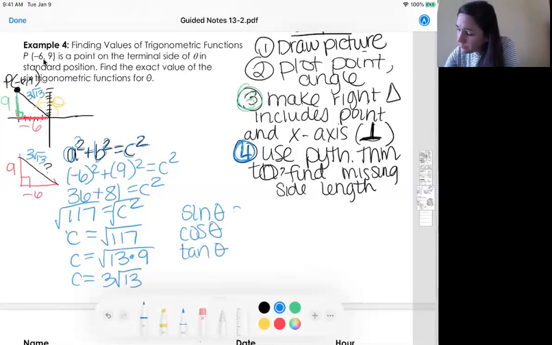So sine. Remember, this is our theta here. So our opposite is 9. Our adjacent is -6. And it's really important that you keep that negative in there, because it's going to affect our different trig functions. So depending on what quadrant you're in, you're going to have different values being positive and negative. Maybe I'll go into that a little more.